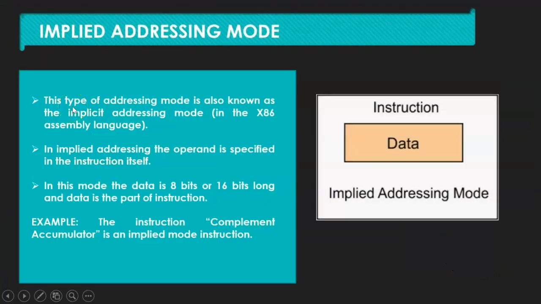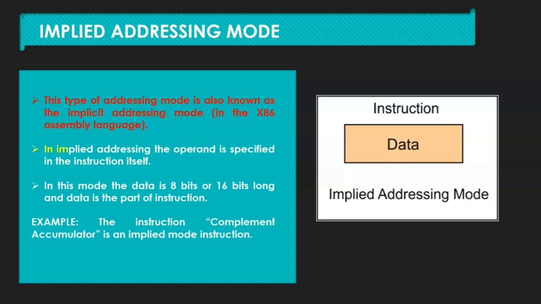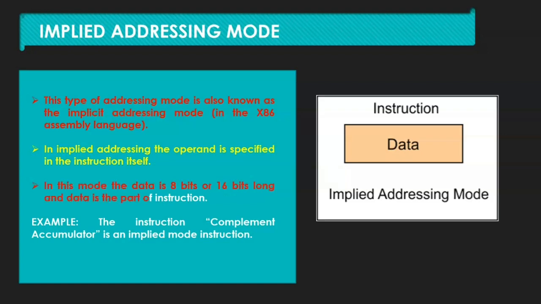The implied addressing mode is also known as the implicit addressing mode. In this mode, the operand is specified in the instruction itself. The data is 8 bits or 16 bits long, and the data is a part of the instruction.